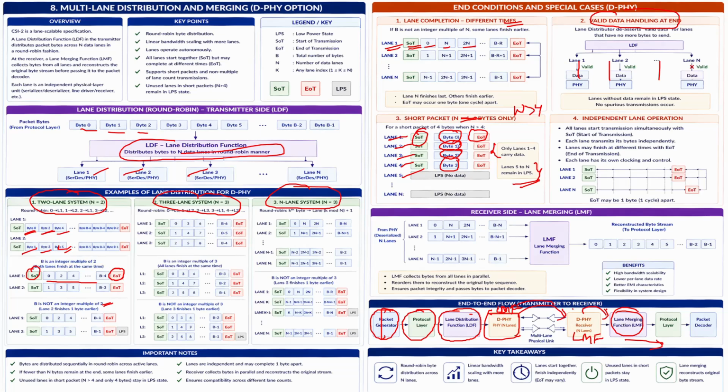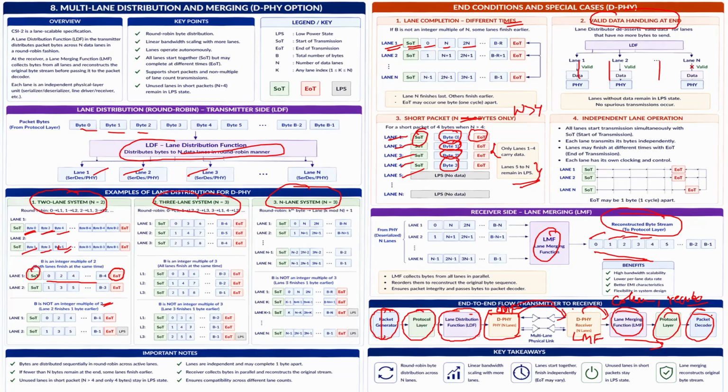Lane merging will collect the data and then reorder it, whatever order you are receiving, and then reconstruct the original data bytes to check that the same data bytes are received. See, this is the lane merging function: 0, 1, 2, 3, reconstructing the data bytes. Only then do you receive the data. After that the protocol layer and then the packet decoder is there. The packet decoder decodes the data, and then it receives the data.